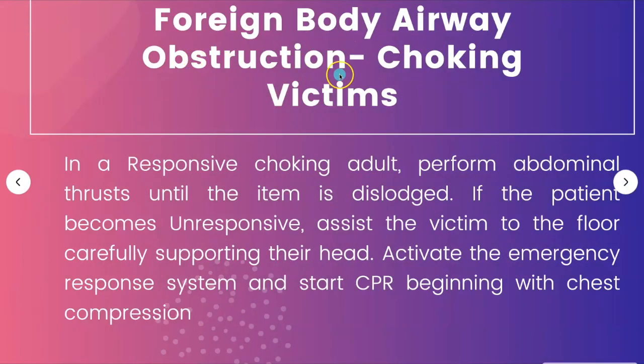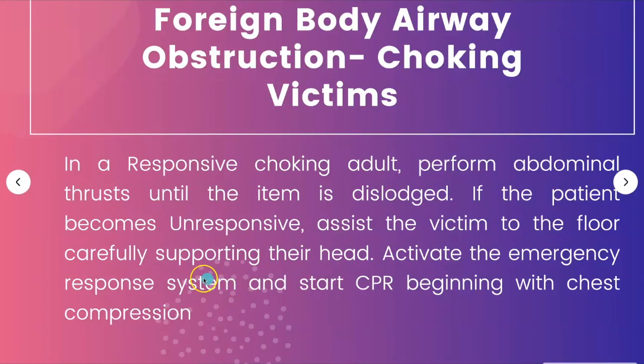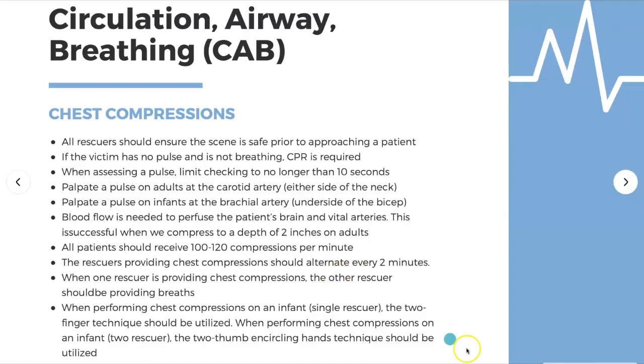Foreign body airway obstruction, choking victims. In a responsive choking adult, you're going to do abdominal thrusts until the item is dislodged. If the patient becomes unresponsive, you want to assist the victim to the floor. You carefully support their head, and then, of course, call 911 and start CPR, beginning with chest compressions. Once again, CAB: compression, airway, breathing.